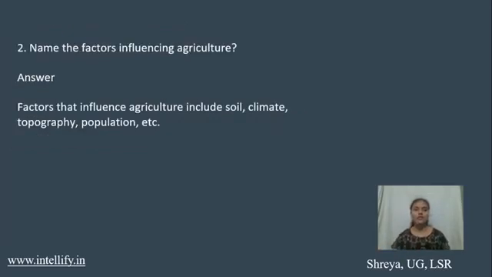Second, we have name the factors influencing agriculture. Now, agriculture is dependent upon some factors. For example, soil. It depends on soil, whether it is black soil or other soil. It should be fertile. Second is climate, like rainfall and temperature. All these are also necessary factors. Then topography and population, etc. These are the other factors, because the terrain is also a very important factor which influences agriculture.